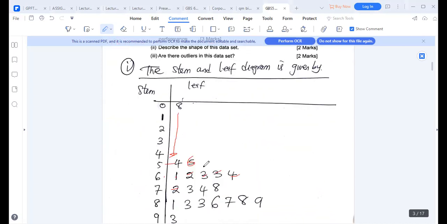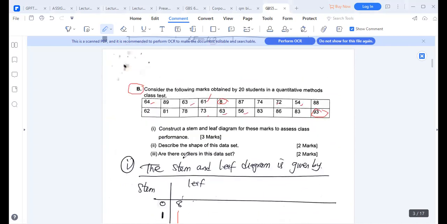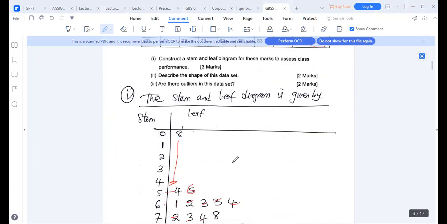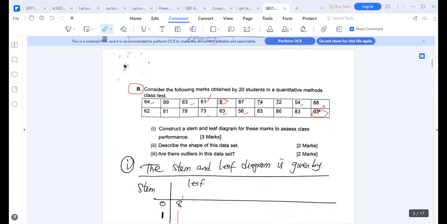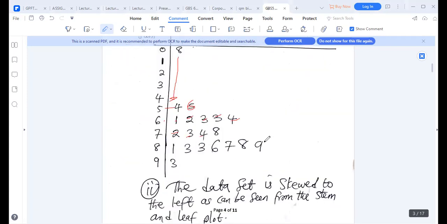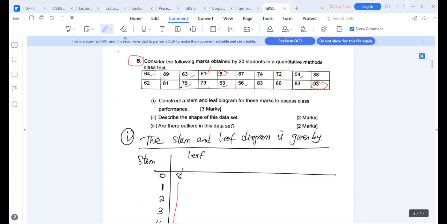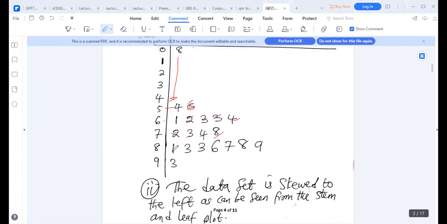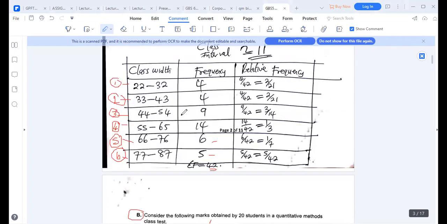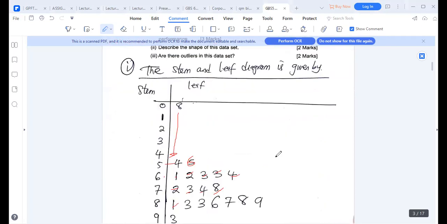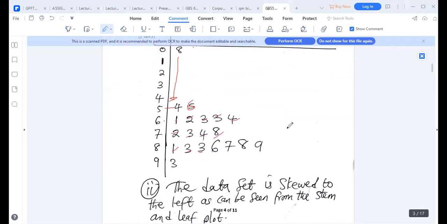Then we're getting down to 73. So we have 73. We are getting down to 74, so we have 74 here. Then we have 78. So 78 is there. After that, getting down to the 80s, we have 81. Of course, we have two 83s, 83 and 83.